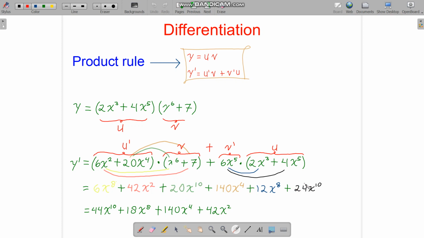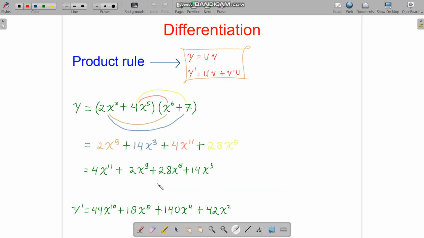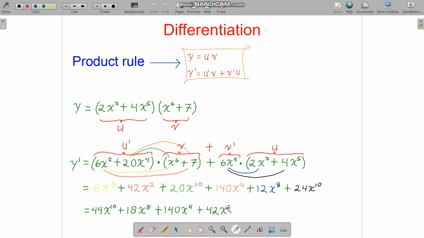And for the simplest form, for the highest power, x to the power of 10, we get 20 plus 24, which is 44. And for x to the power of 8, 6 plus 12 is 18, x to the power of 8. And for x to the power of 4, we have only 140. For the x to the power of 2, we have 42. And as you can see, the result is exactly the same as using the basic rule in differentiation, or we can use the product rule.